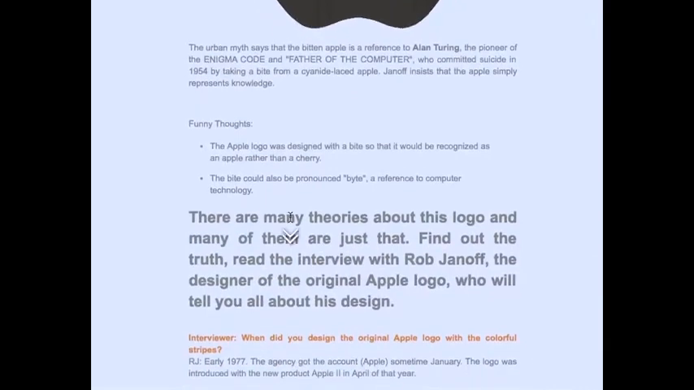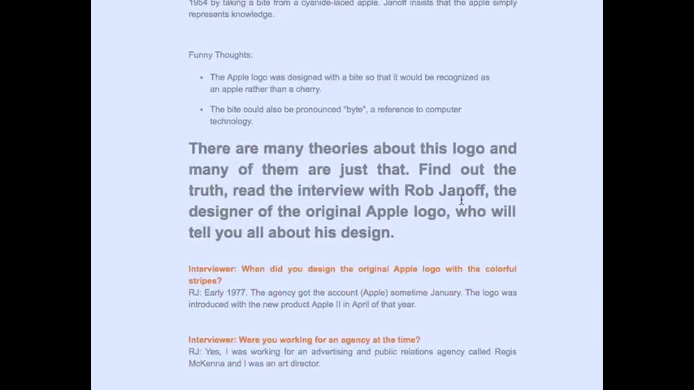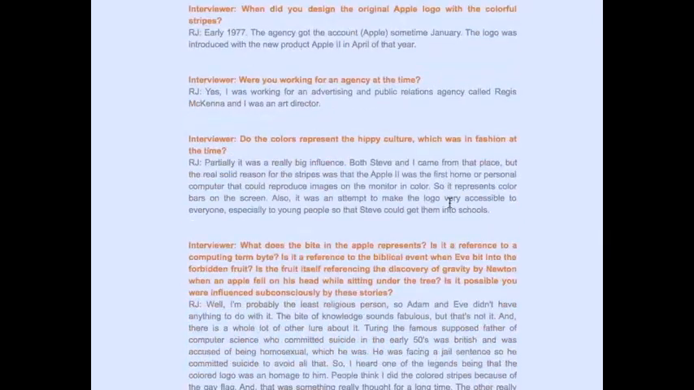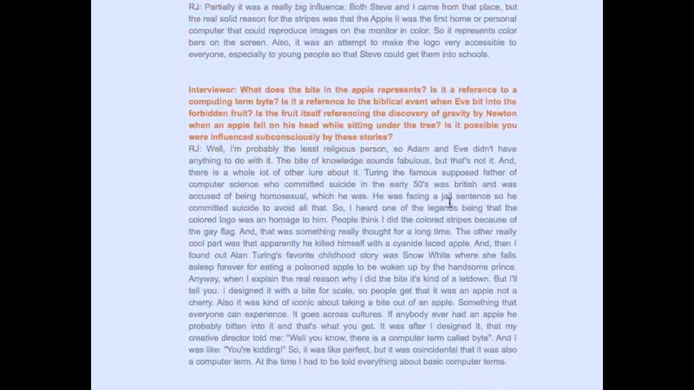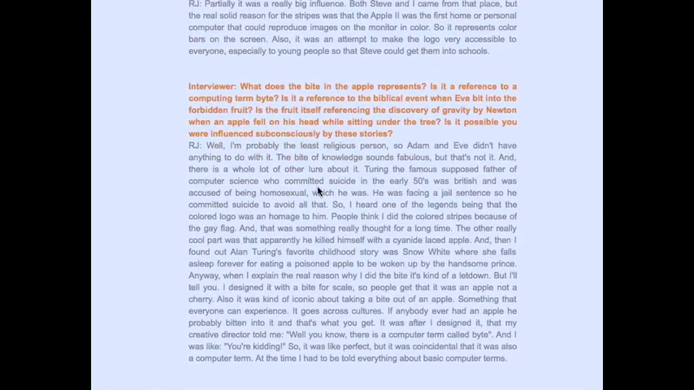There are many theories about the logo, and of course there always has to be this legend and lore and false stories. They're already trying to mix up the backstory, but then they have to insert this fake legend and lore to muddy the waters even more. So let's get right down to the heart of it. This guy is supposedly interviewing the guy that designed the logo with the bite. What does the bite in the apple represent?